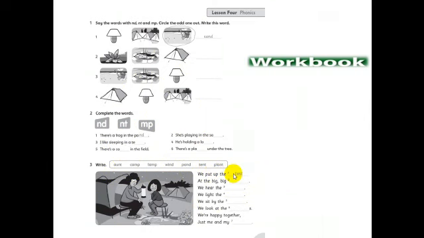We put up the tent. And it's a big, big camp. We hear the wind. We light the lamp. We sit by the pond. We look at the plants.